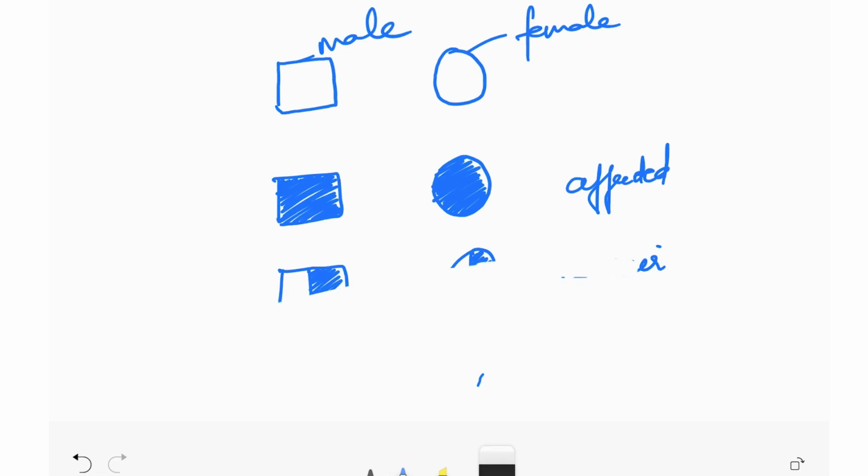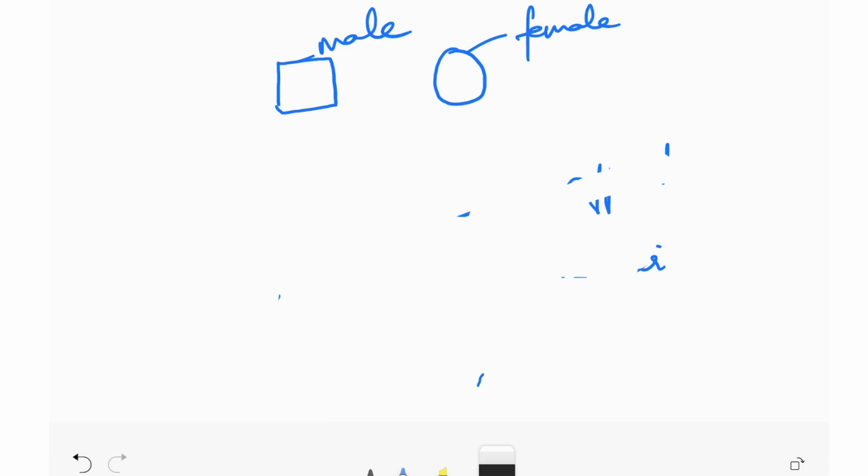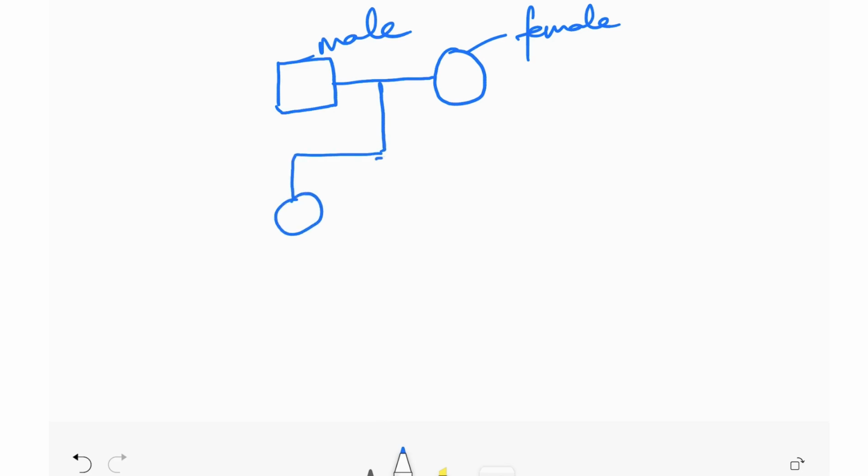Now, if I draw a line between the male and female, then they are united in marriage. So they are married. Now, if I draw like this and draw circles and squares, this means that they have 3 kids. 2 daughters. This is a daughter, this is a daughter, and this is a son. Okay?